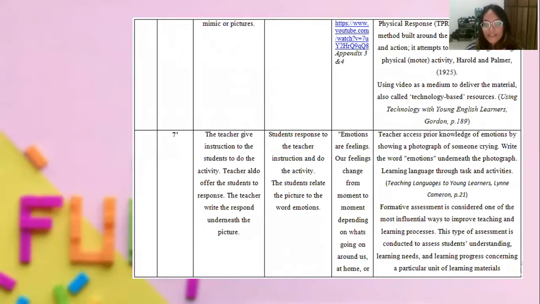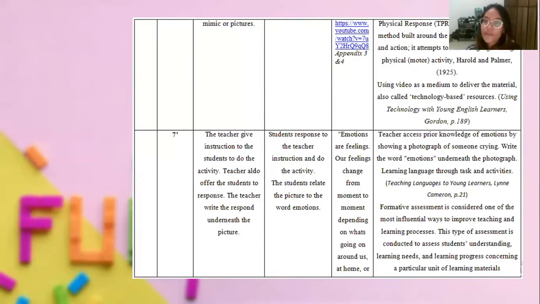And the next list will take 7 minutes, where the teacher gives instructions to the students to do the activity. The teacher also offers the students the response, and the teacher writes the response underneath the picture. And then the students respond to the teacher's instruction and do the activity. The students relate the picture to the word emotion.